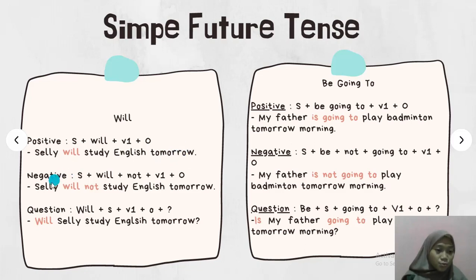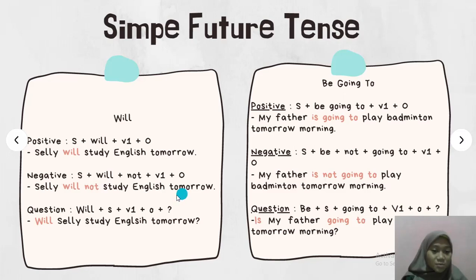And when we want to make a negative sentence or statement, the formulation is subject, will plus not, to indicate that the sentence we make contains negative meaning. And after we put not, we put verb 1 and object. For example, Sally will not study English tomorrow. Sally as a subject, and here is will not, study as a verb 1, English as an object, and tomorrow as a time signal.